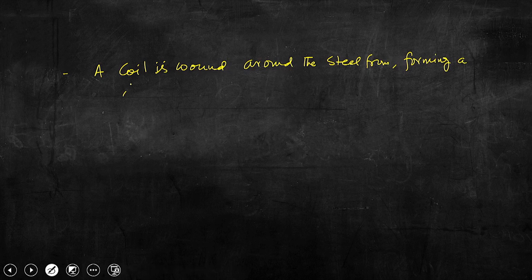A coil is wound around the steel frame, forming a powerful electromagnet, right. Then, as I told you, the armature and rod are connected.